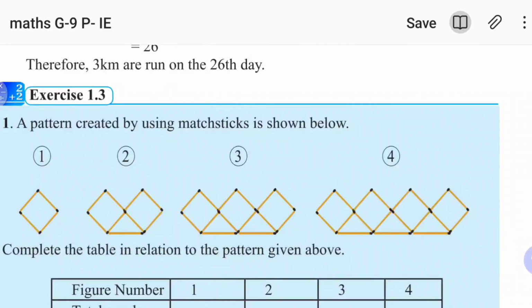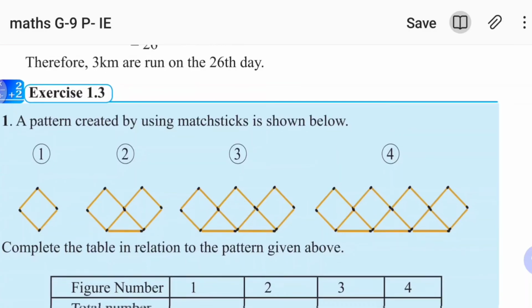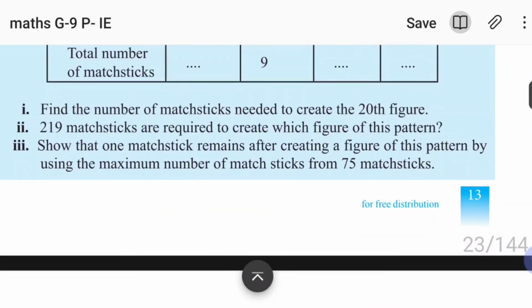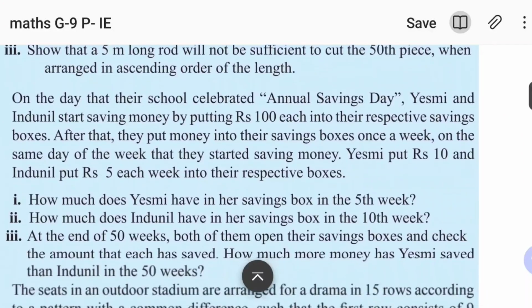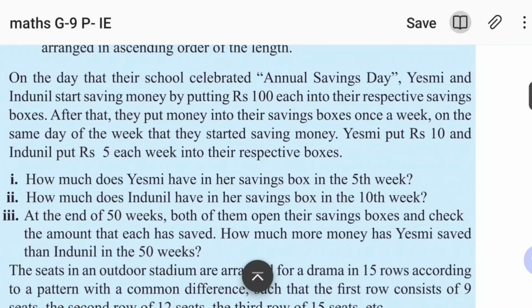Okay, so now there are quite a lot of sums in this exercise 1.3 section, right? So I'm not going to walk you through all of these sums. Let's first look at just one and then wrap up this lesson for today. So let's look at question number 3. Let's carefully read that first.